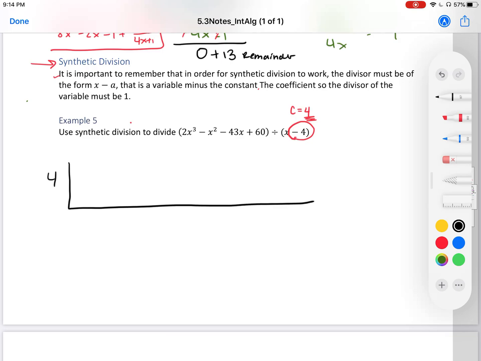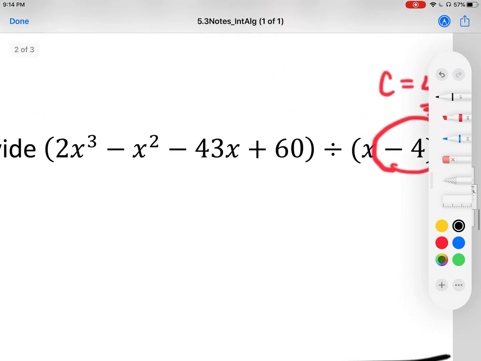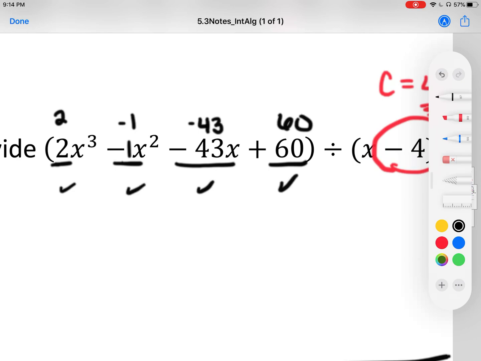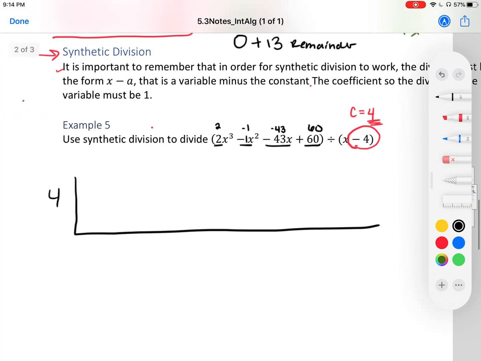Now for synthetic division, we want to only work with the coefficients. So here, my coefficient would just be the 2. Here I would have a negative 1. Here we have negative 43. Here I have a 60. And you want to make sure every degree is represented. If not, write a 0 placeholder. So we're going to use those numbers: a 2, a negative 1, a negative 43, and a 60.